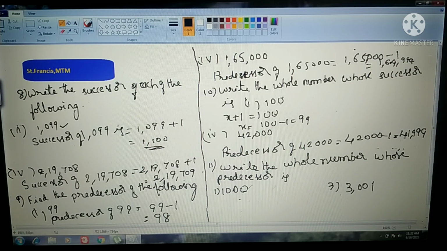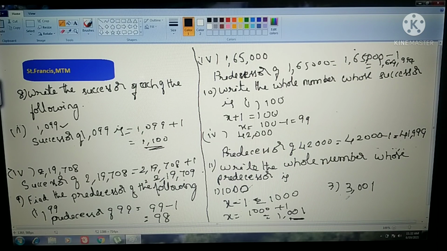Now see the next question. Write the whole number whose predecessor is this one. Whose predecessor? That means we don't know the actual number. Predecessor of this number is 1000. So how to calculate x here? Again send 1 to the other side. 1000 will become plus 1. What you get here? 1001. Write here the whole number whose predecessor is this one. 1001. This number's predecessor is the given number. That means what we calculated here is the successor of the given number.